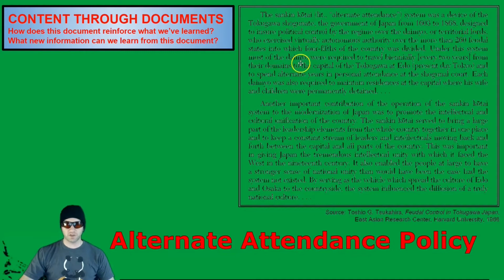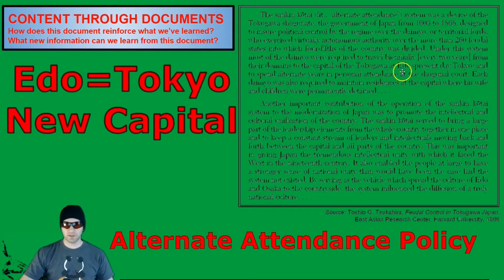Under the system, most of the daimyo were required to travel. They were forced to travel every 2 years from their home domains where they had power to the capital of the Tokugawa shogunate at Edo, present-day Tokyo. Remember, the shogun made the new capital at Edo so he could totally control the city. And the lords had to spend alternate years in personal attendance at the shogunal court. So every 2 years they have to spend time in Edo.